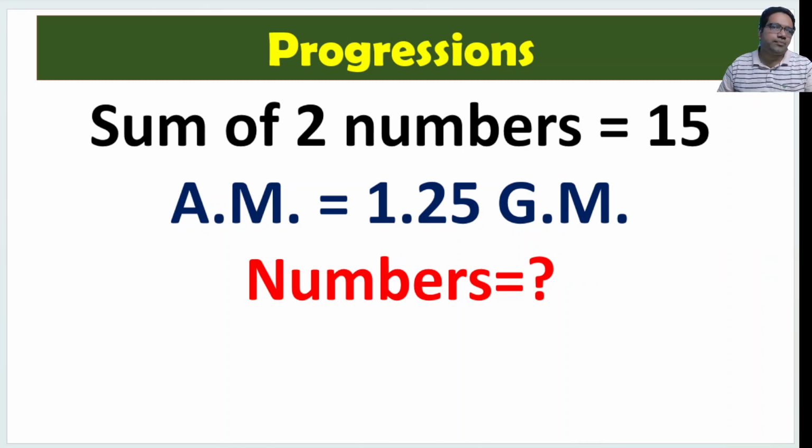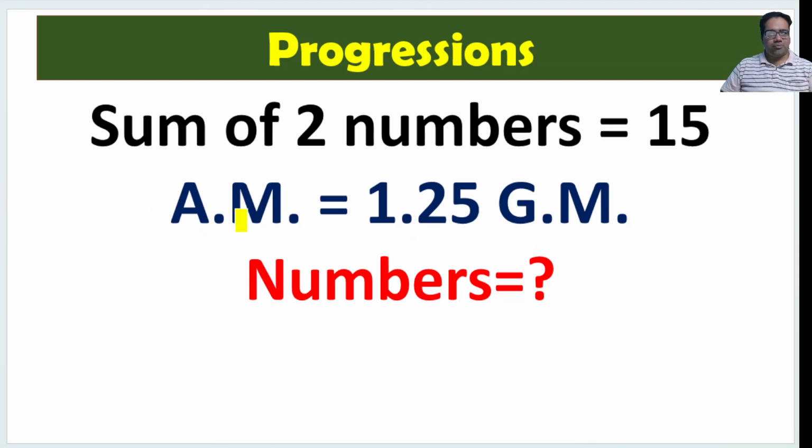In this case, what is the arithmetic mean of two numbers? The arithmetic mean of two numbers is (a plus b) by 2. Right. What is the geometric mean? Root of ab. Right. We are given the sum of two numbers, we are given a plus b. When you are given a plus b equals 15, that means (a plus b) by 2 should become 7.5.